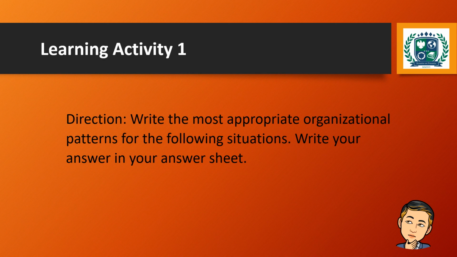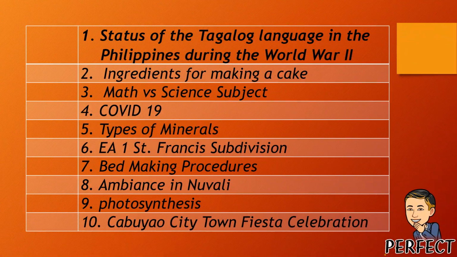For our learning activity 1, direction. Write the most appropriate organizational pattern for the following situations. Write your answer in your answer sheet. Number 1. Status of the Tagalog language in the Philippines during World War II. Number 2. Ingredients for making a cake. Number 3. Math versus science subject. Number 4. COVID-19. Number 5.